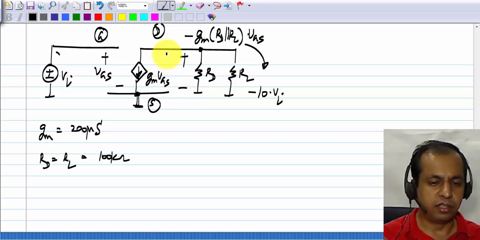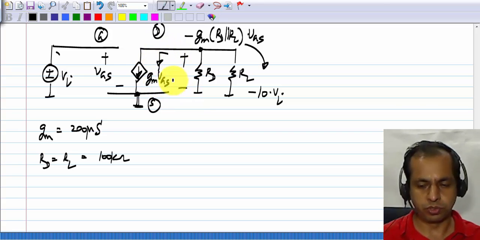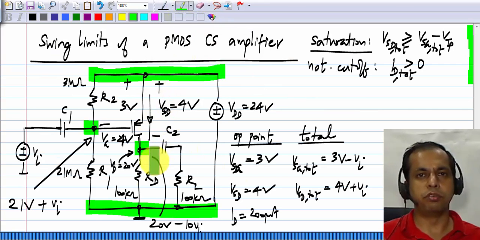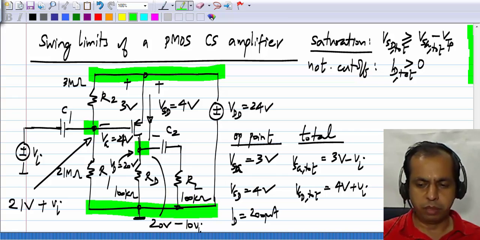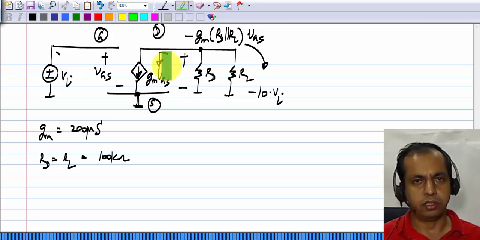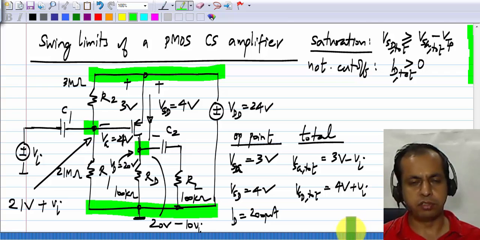You can see that this incremental drain current GM-VGS is going from drain to source. But here, the total drain current is going from source to drain. Okay. The incremental drain current is GM times VGS going into the drain. Okay. So the incremental current coming out of the drain is minus GM times VGS.